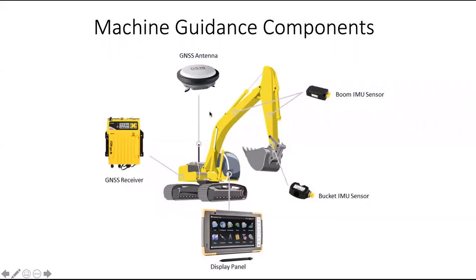And then we can have different types of sensors, like IMU sensors, which can tell you the angle of the boom, the angle of the arm of the excavator, and also the angle of the bucket. So from there, all this calculation happens using simple kinematics.